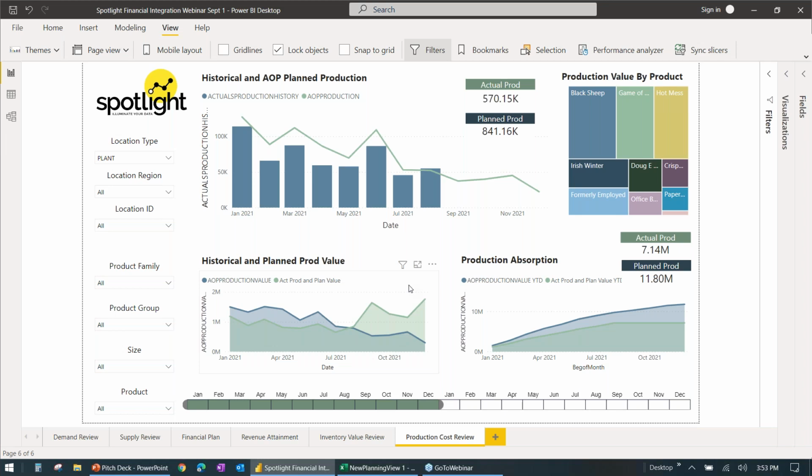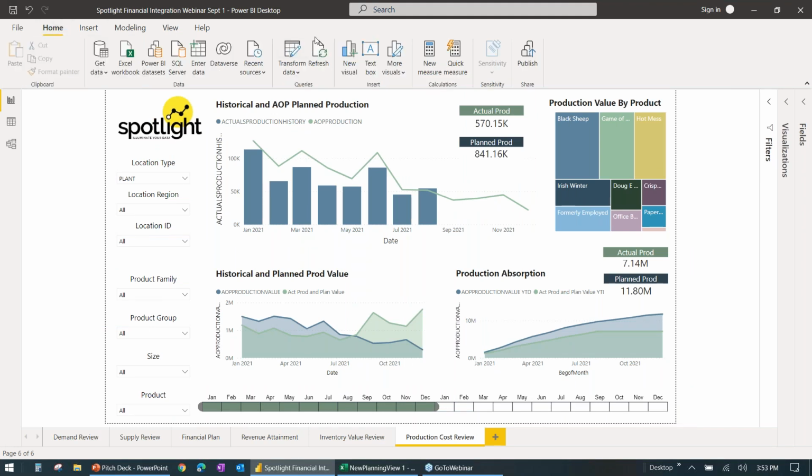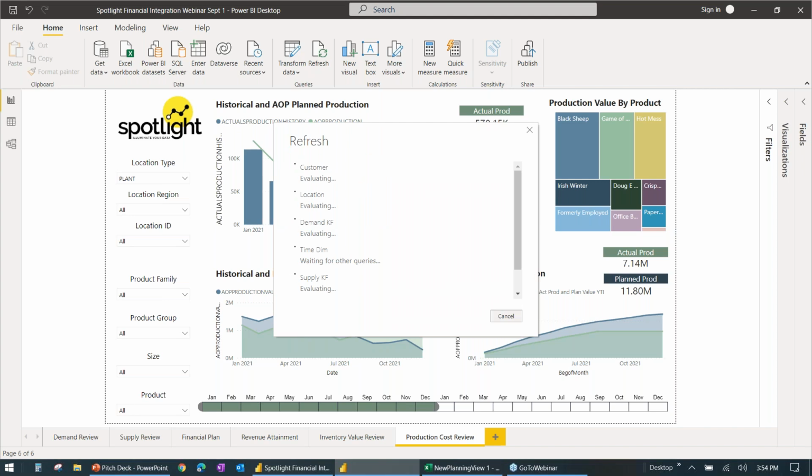So that's kind of it. I have a lot more here. There's a few more that I want to show. Let me show you one thing real quick. I'm going to come here and refresh the data. This is all coming directly from our system. So in this case, I'm refreshing everything.